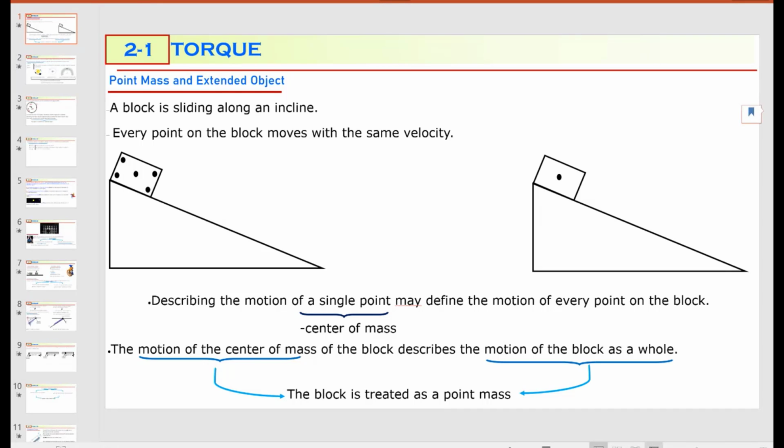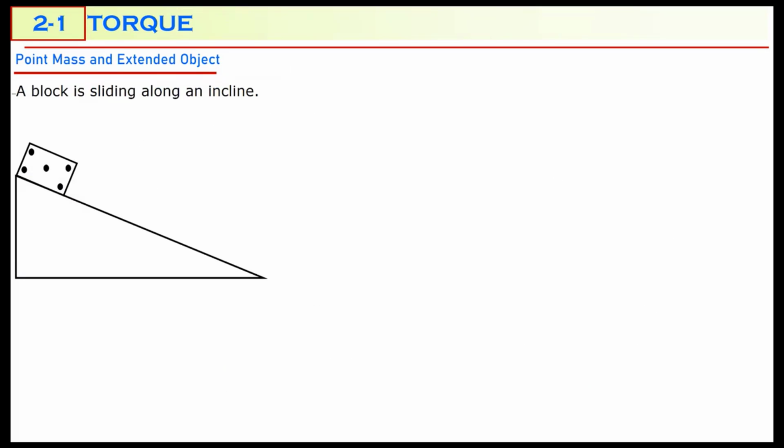Chapter 2 is basically talking about the cause of rotation. In chapter 1, we learned about rotation, the motion of an object on a circular path or rotating. Right now, we will talk about why and how you can start an object into rotation, or how you can stop the rotation of an object. So basically, that is the basic idea of this chapter.